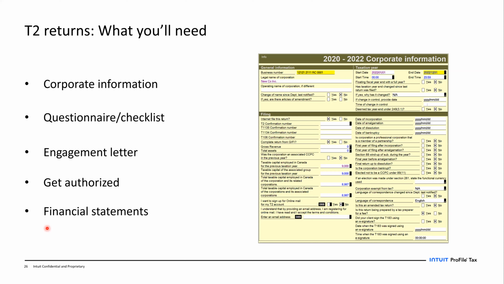I'm going to show you something that may be of interest even to those of you that are more experienced. Obviously, you'll need to get the CRA authorization. And of course, you'll need those financial statements. And we're going to show you a few tips on most of this stuff, because we're experienced tax practitioners. We know what we need for a T2. What I want to do is show you how you could work on these things in ProFile. That's really what I want to reinforce.